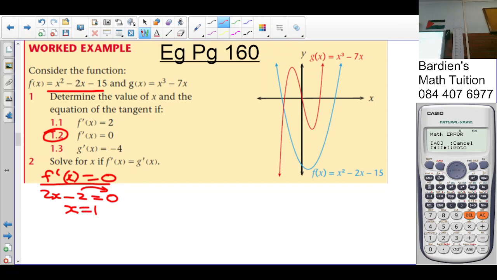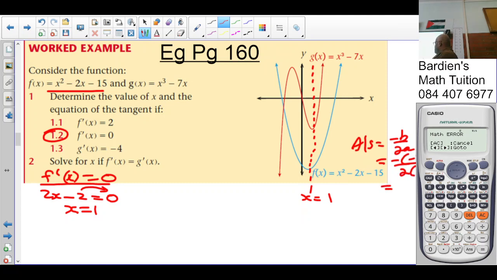Which means that this, your axis of symmetry here, the x value at which this occurs, is x equal to 1. But we could have done that with the way we normally work out the axis of symmetry, which is minus b over 2a. So it's negative minus 2 over 2a, which is 2 over 2, which is 1. Can you see the same answer?